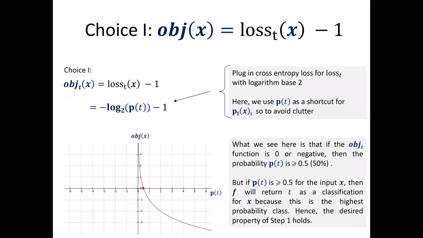Okay, so let's look at the first function here. I have simplified the notation just a little bit so we don't carry this p, f, x, t, and so on and so forth. We just use p of t. So we just plug in the cross entropy loss for loss of t. Here we use the logarithm base 2, but that's within a constant factor of the standard cross entropy.